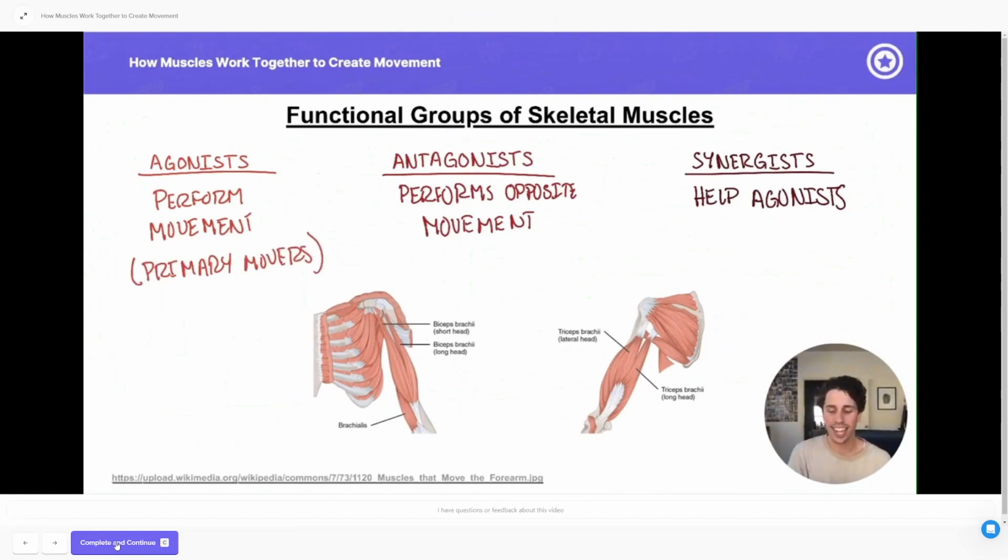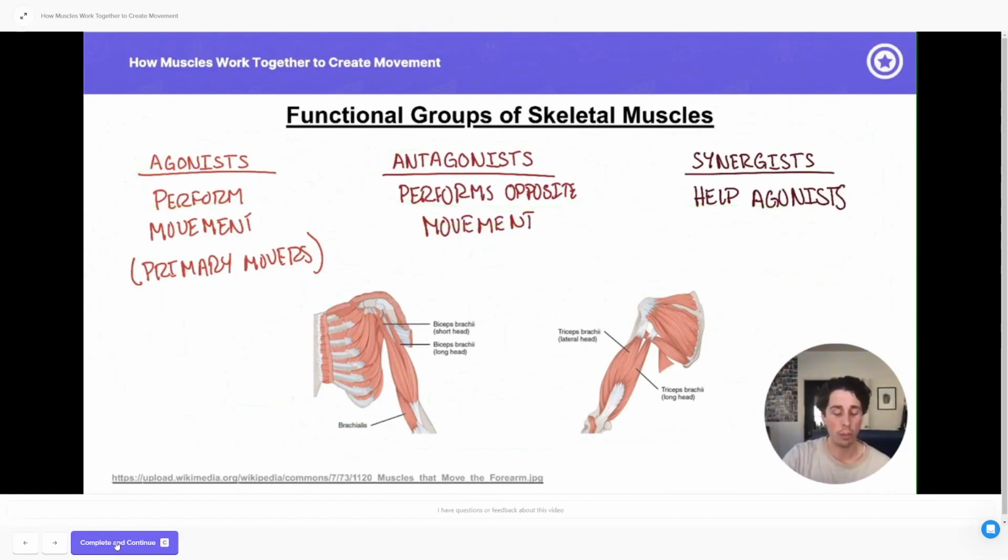So as we can see down here, we have a picture of some muscles of the upper arm. And so these muscles that we can see, we're going to have the biceps brachii, we're going to have triceps brachii, and we're going to have the brachialis. And so each of these muscles is going to be either an agonist, an antagonist, or a synergist. And so the action that we're going to want to do is going to be to flex that elbow.